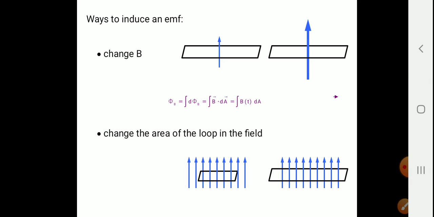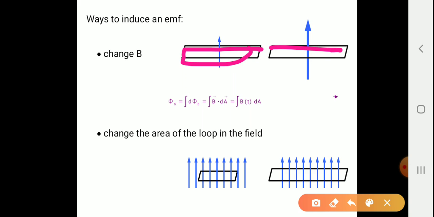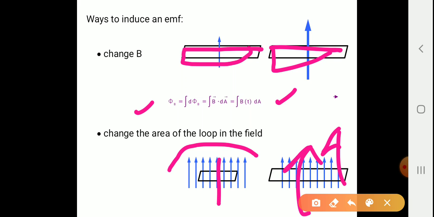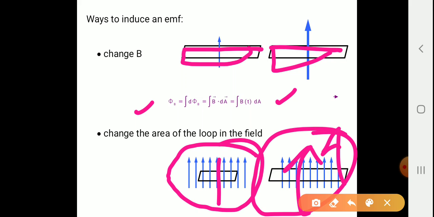Another way to induce an EMF is by changing the area of the loop in the field. Here d phi B equals integral of B dot dA. So changing the area of the loop in the field changes the flux, which is proportional to the rate of change of the linkages.